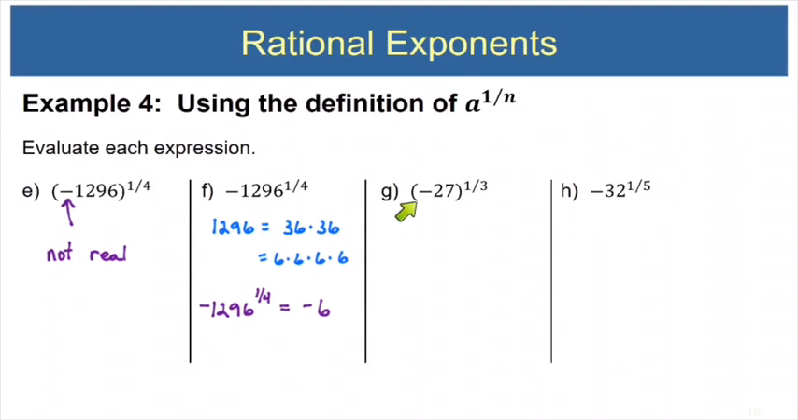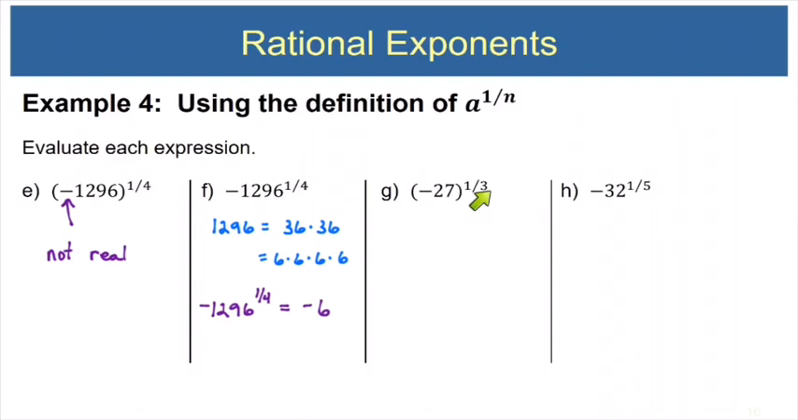Now let's look at part G. Here we have in parentheses negative 27 to the 1/3 power. Now think back to part E for just a second. Remember over here we were looking for the fourth root of a negative number. So we said we're looking for a number whose fourth power is a negative. And we said that that was not possible with real numbers because the fourth power of a real number will come out positive. That's because 4 is an even number. When you multiply two negatives together, you get a positive.